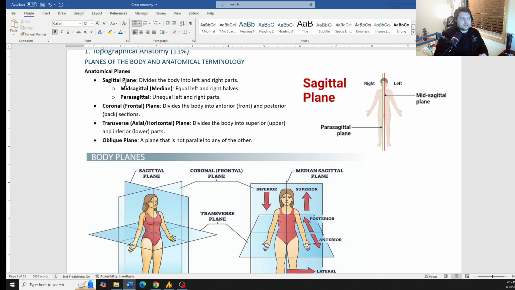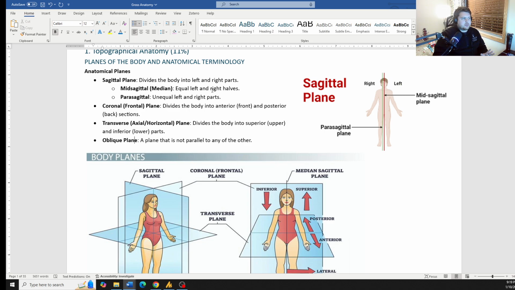The sagittal plane is split up into 2 types. There's the mid-sagittal plane, or the median sagittal plane, which is perfectly dead center, straight up and down, with equal left and right halves. Then we have parasagittal, which is unequal left and right parts. You can see here the mid-sagittal is straight in the middle, and parasagittal will be off to the side, and you can make these cuts all the way over that you want.